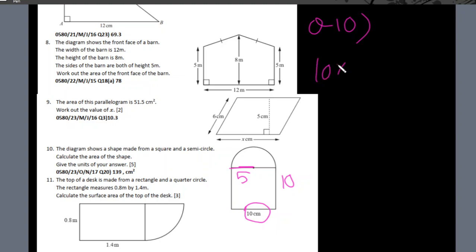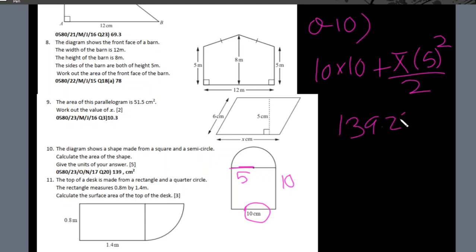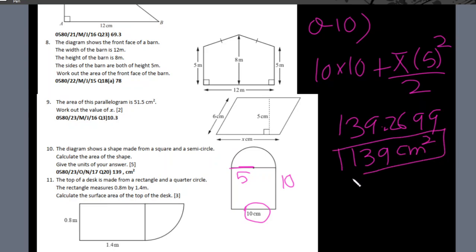So simply substitute the values now. Area of square is 10 times 10 plus area of half a circle is pi r square divided by 2, because this is half a circle. I'll enter this in the calculator. 100 plus fraction key. In the numerator I'll write pi times 5 square. In the denominator I'll write 2. This gives me 139.2699. Rounded off to 3 significant figures, this is 139 and they ask for the unit, so centimeters square. Okay. Question 11.